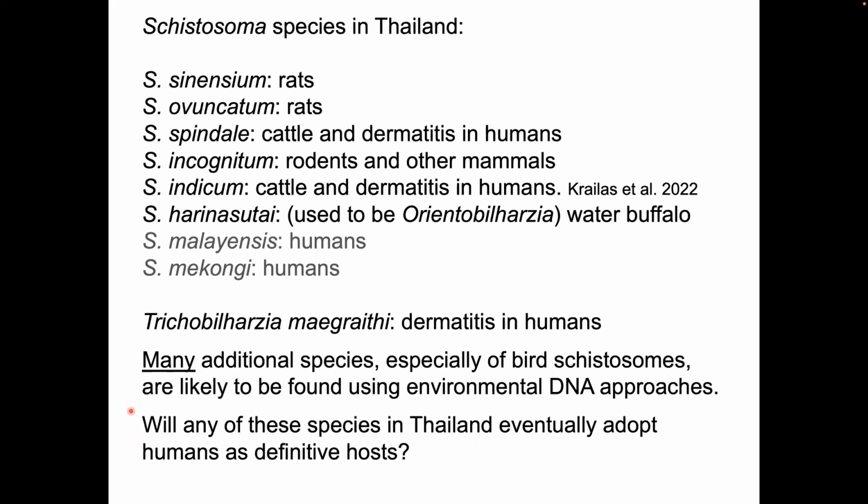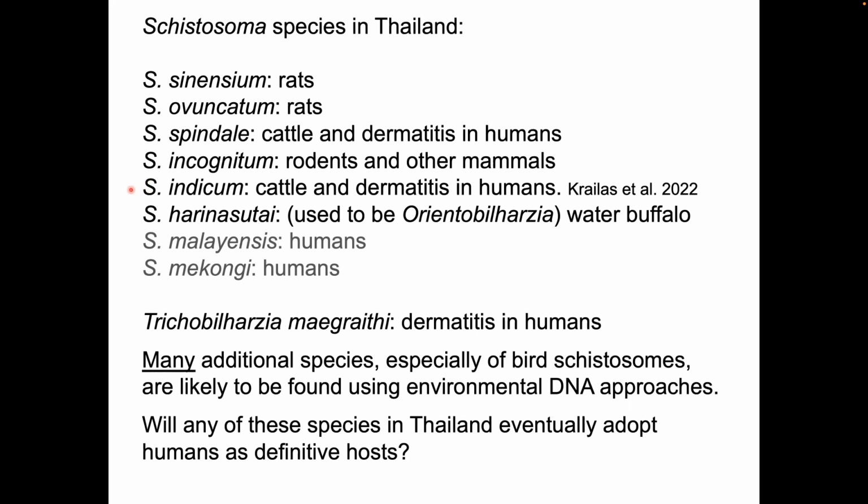And will any of these species in Thailand eventually adopt humans as definitive hosts? Well, Schistosoma species have done this in the past. As you saw already, they will do it in the future. And my main candidate will be Schistosoma indicum. Probably this has caused human schistosomiasis with mature worms in India. There's one village where this was present some years ago. It was probably Schistosoma indicum, but it was too long ago, before we had DNA methods.